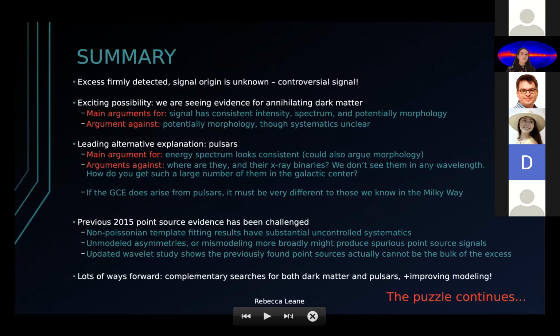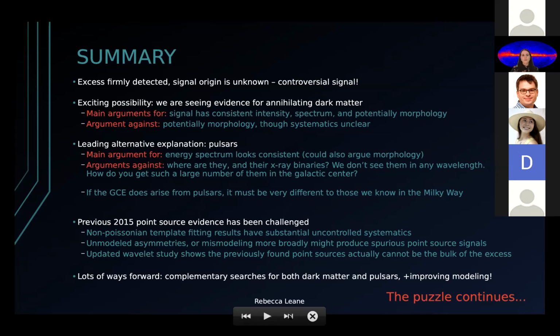It seems to exist. We don't know what it is, and it's been very controversial as to what it might be or might not be. A really exciting possibility is we are seeing the first evidence for annihilating dark matter. And I think there are a lot of arguments for this, in that the signal has a lot of consistent features of what we would expect for dark matter. For the leading alternative, pulsars, the main argument we have is the energy spectrum, and hopefully we can learn a little bit about how this looks compared to dark matter with these MeV telescopes.